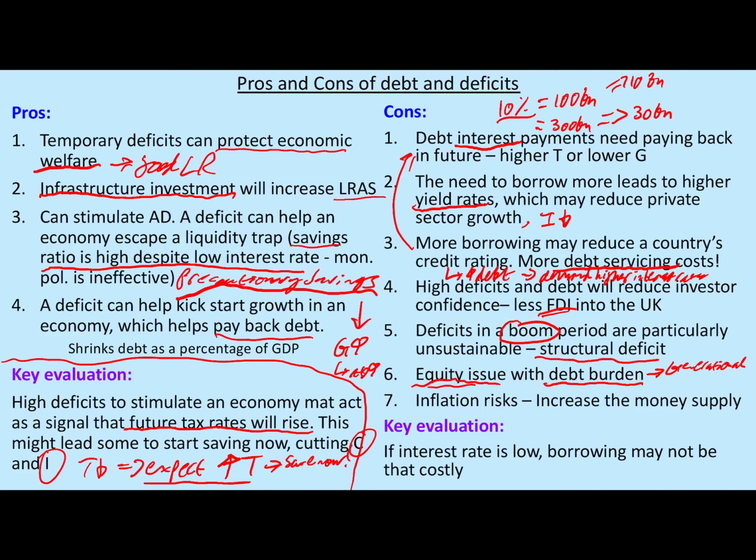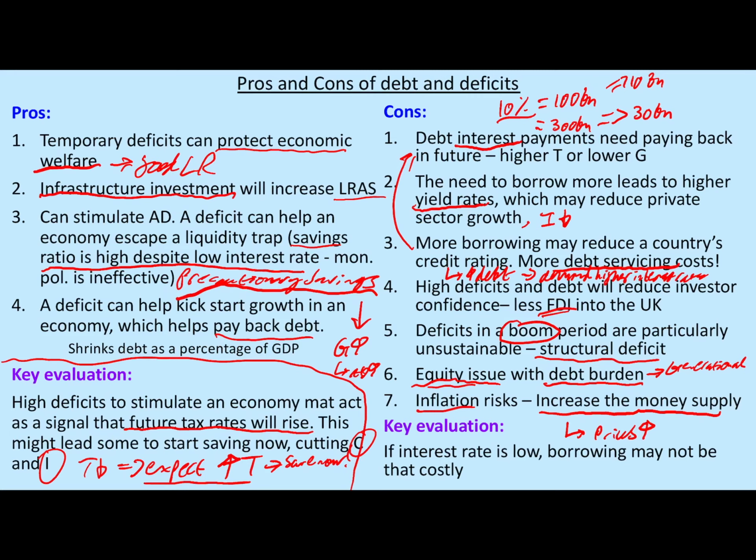There's also some inflation risks. If there's more debt, the government, or the Bank of England rather, might try and increase the money supply in order to increase their ability to pay back the debt. However, if there's still the same number of goods with more money in circulation, that's just going to push prices up, and that's going to lead to inflation.